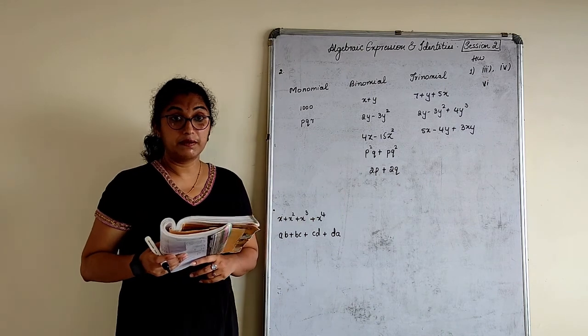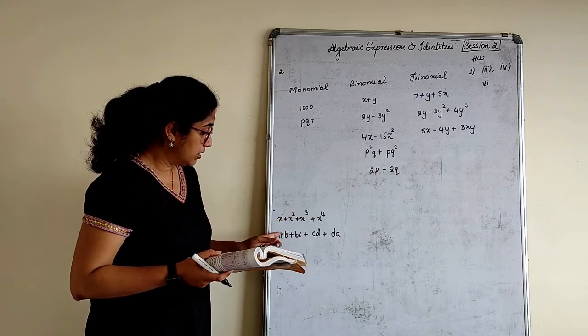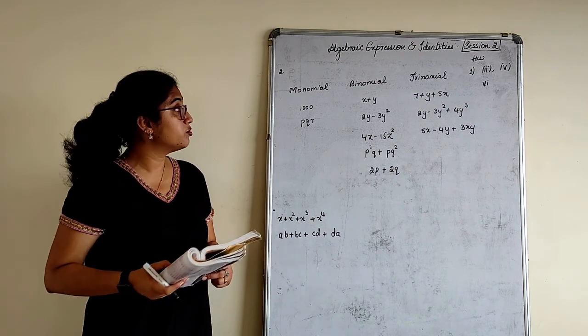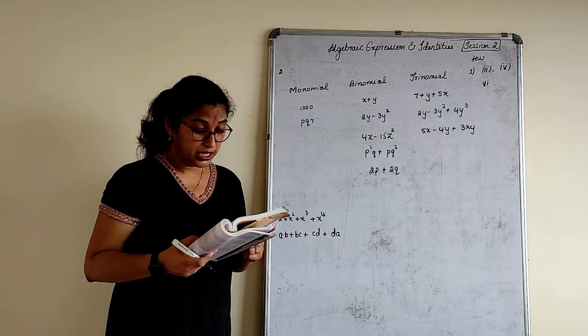Right? So did we complete everything? Yeah. There are these 2 terms. You can give the conclusion. These expressions do not fit into monomial, binomial and trinomial because there are more than 3 terms.